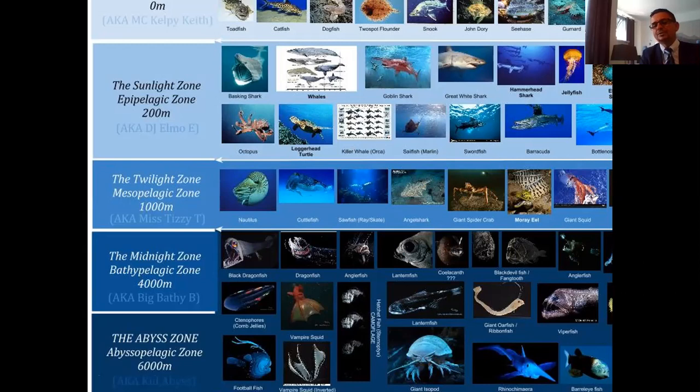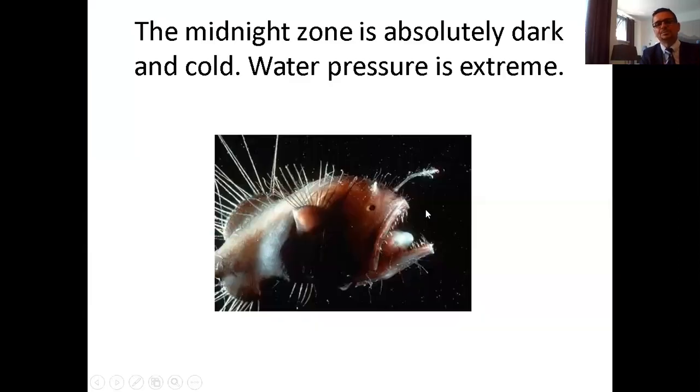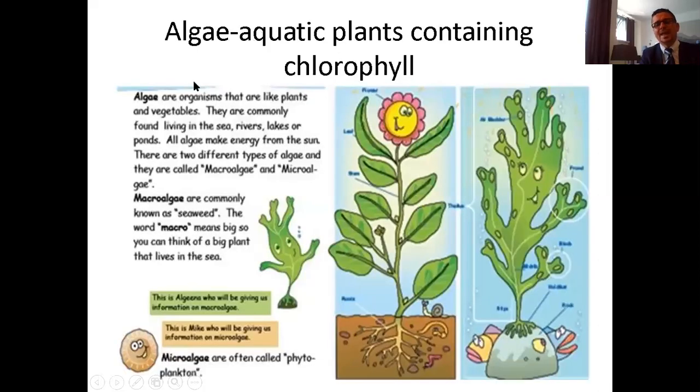Actually, Mr. Cameron could go down to the Mariana Trench, which is the deepest point on Earth. So now we can see some of his video footage on YouTube as well. If you are interested, please check that. The midnight zone is absolutely dark and cold. Water pressure is also extreme, and that is probably the most dangerous thing about that zone. And this is why it's hard to go down there.